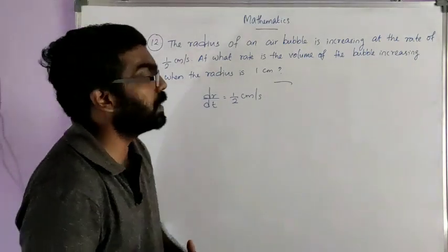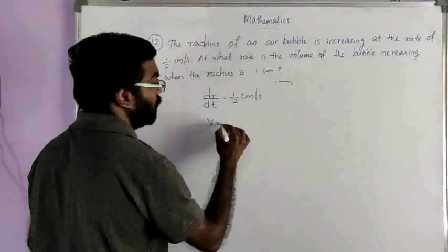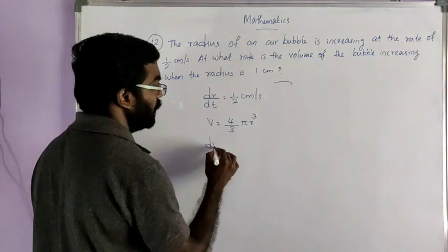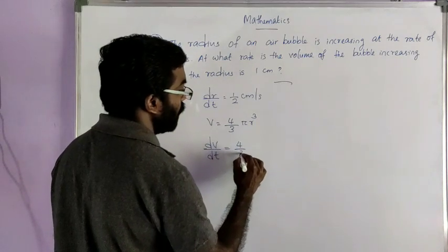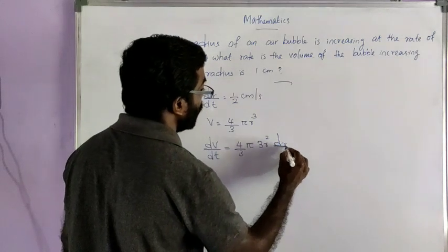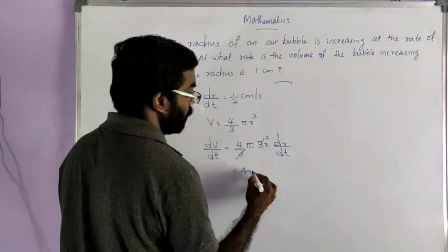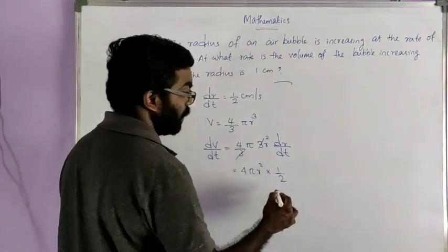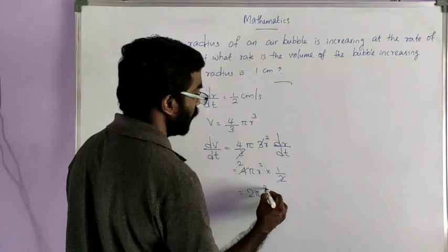Okay, so we can consider the bubble as a sphere and we know the volume of the sphere is V equal to 4 by 3 pi r cube. Here we have to find dV by dt, the rate of change of volume. So 4 by 3 pi into the derivative of r cube, which is 3r square into dr by dt. Here the 3 and 3 cancel, giving 4 pi r square into dr by dt. The value is given 1 by 2. Now we can cancel 2 and 4, we get 2 pi r square.